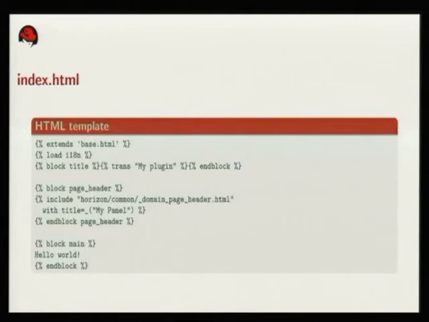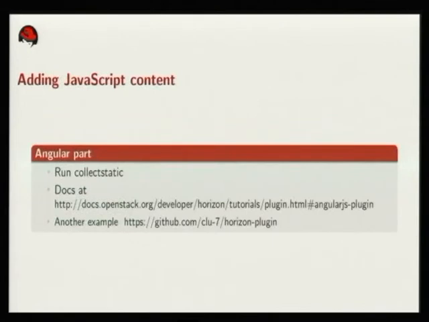So it might look like this. It's just taken from the Horizon upstream documentation. So you're basically extending blocks, and the blocks are predefined in the base HTML file described in the OpenStack dashboard templates directory. If you're adding something like JavaScript content, be sure to run collectstatic. Otherwise, you get interesting results, I'd say.